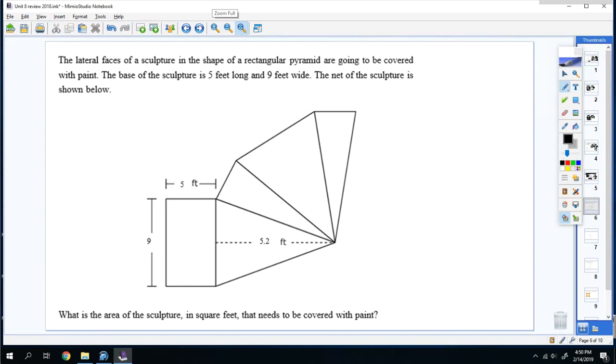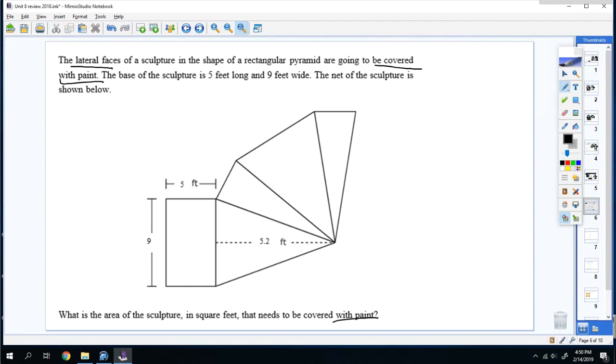All right, number 6. The lateral faces of a sculpture in the shape of a rectangular pyramid are going to be covered with paint. The base of the sculpture is 6 feet long by 9 feet wide. The net of the sculpture is shown below. What's the area of the sculpture in square feet that needs to be covered with paint?